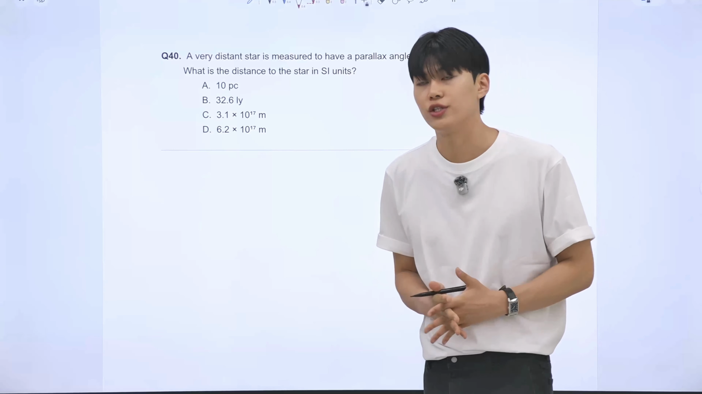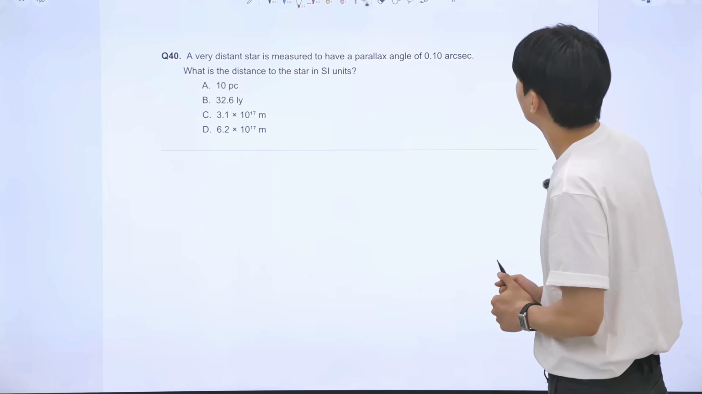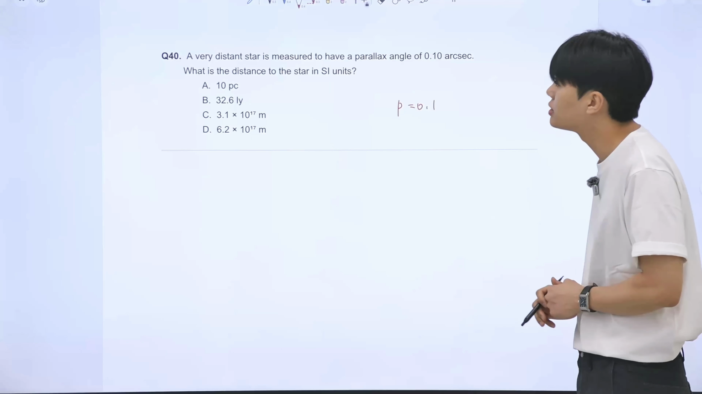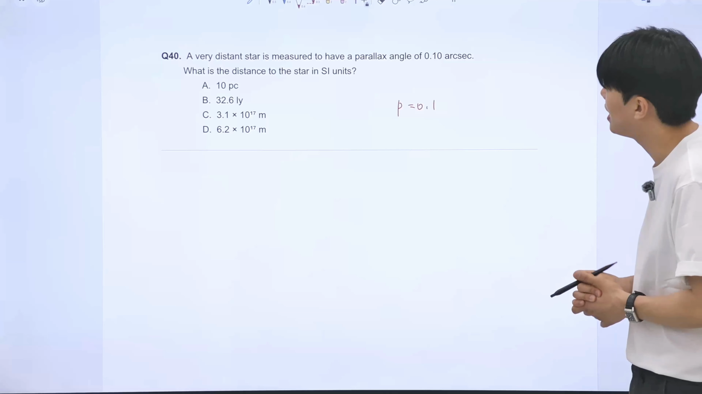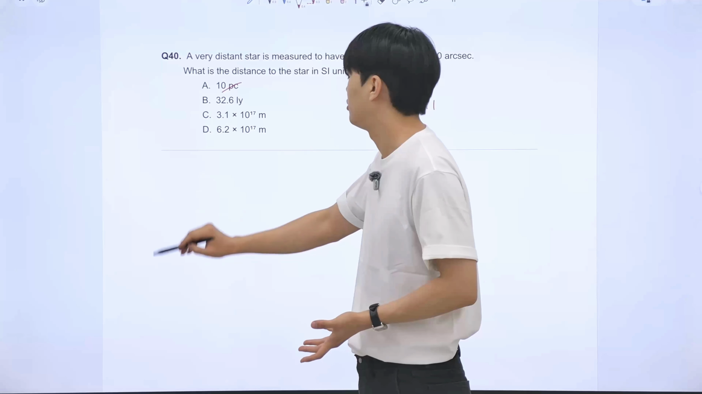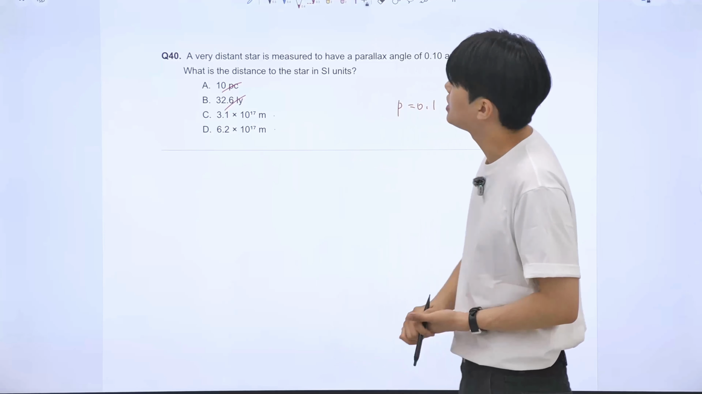Finally, we got the last question, question 40. We have a very distant star measured to have a parallax angle of 0.1 arc second. So what is the distance to the star in SI units? In SI units, the parsec is not an SI unit. Light year is not an SI unit, right? So we have two possibilities, C and D, right?